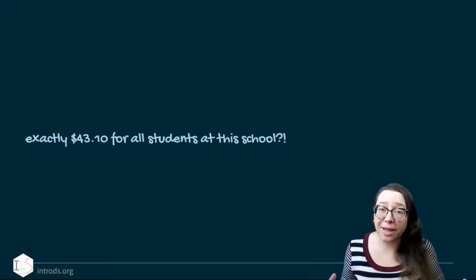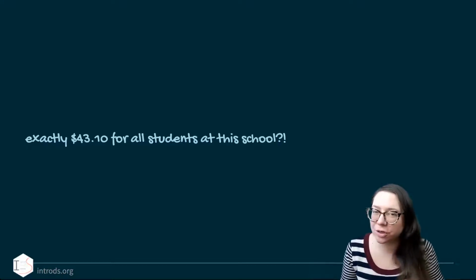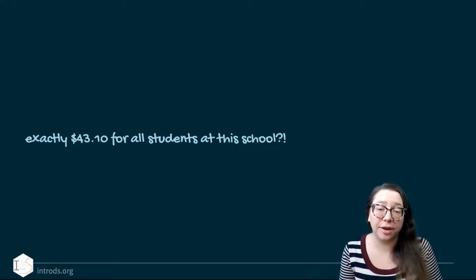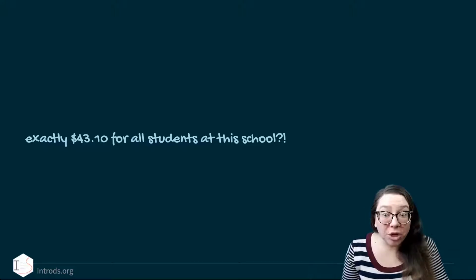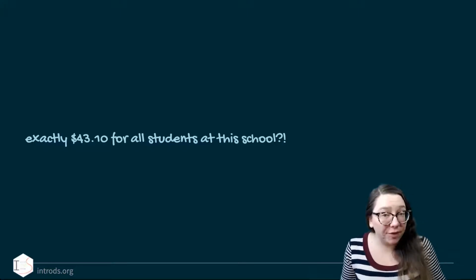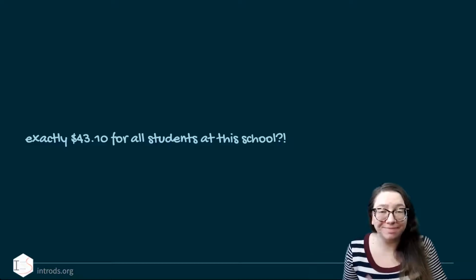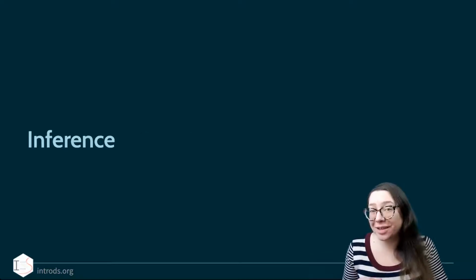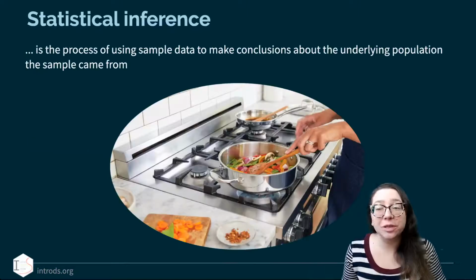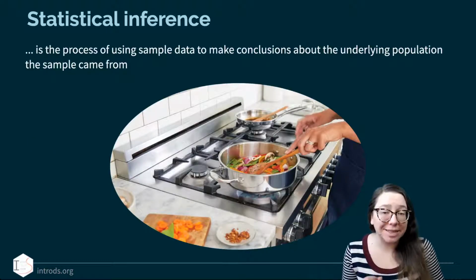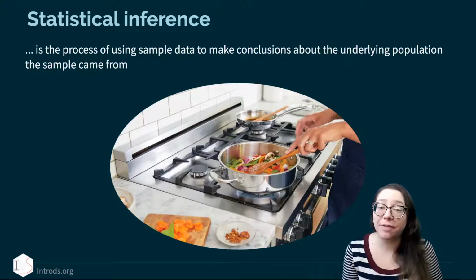Or we could imagine that this school is representative of all schools, which I'm not necessarily sure it is, but it might be representative of the type of school that it is. Could we say that that amount holds true for all students just based off of the 50 that we have data on? This is where the idea of inference comes into play. Statistical inference is the process of using sample data to make conclusions about the underlying population the sample came from.